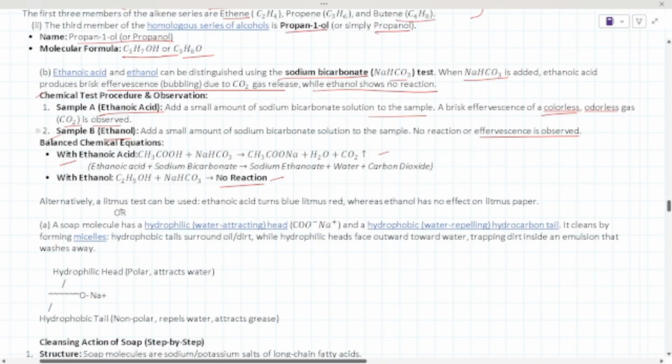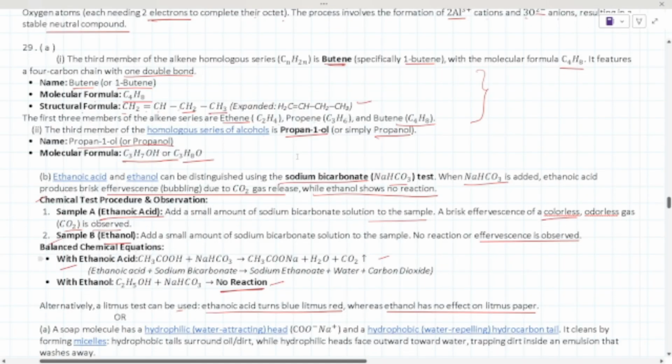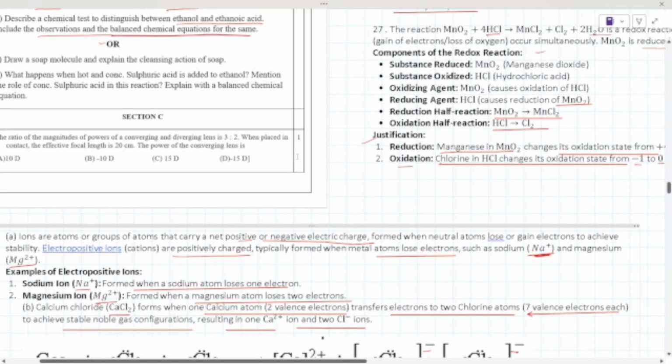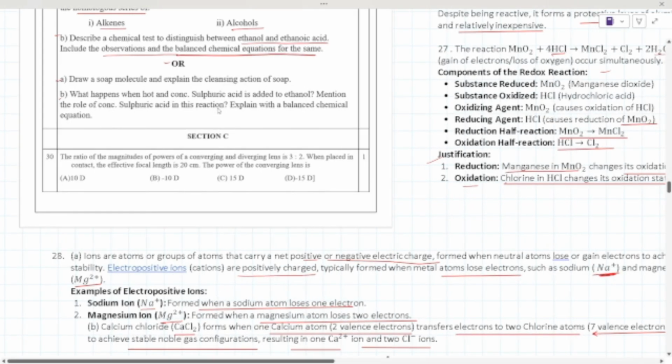Or alternatively a litmus test can be used. Ethanoic acid turns blue litmus red, whereas ethanol has no effect on color, as there is no reaction. Okay, as it will be no reaction. Is that clear?